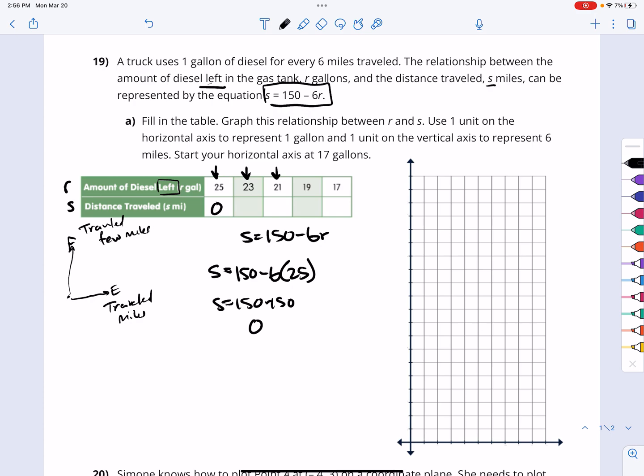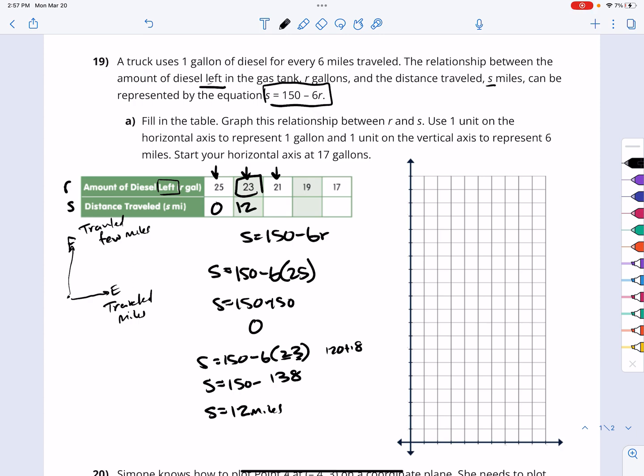Now, S equals 150 minus 6 times 23. 6 times 20 is 120, and 6 times 3 is 18, so 120 plus 18 is 138. And so our distance traveled is 150 minus 138, or 12 miles. So we've traveled 12 miles.